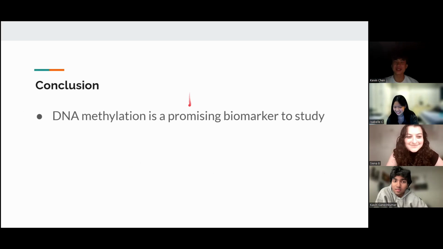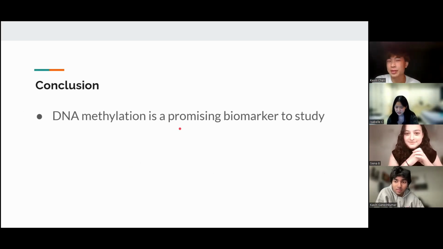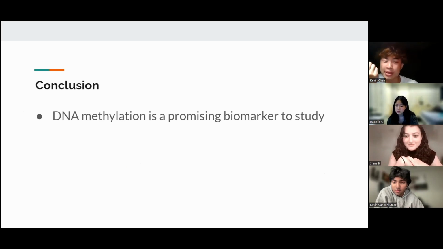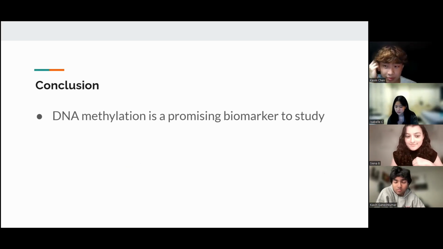Yeah, so basically the paper is a pioneer study sort of. There was another paper before this that constructed a real epigenetic clock, but this is one of the first in the field. So it basically says that DNA methylation is a promising biomarker to study, and it has a host of applications across all disciplines. And the error rate was very low, which means it's reliable.